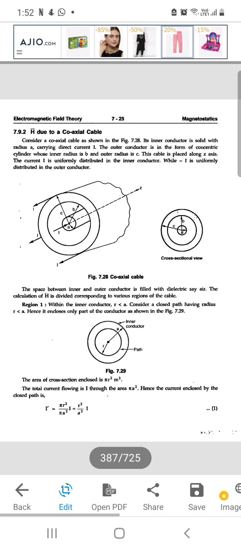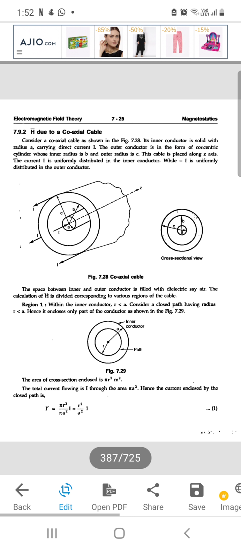So in our first case, r is less than a. r is the radius of the Amperian path that you are considering, and a is the radius of your inner conductor. So here the Amperian path that you are choosing has a radius which is less than the conductor radius that you are considering. That is, r is less than a is our case 1.